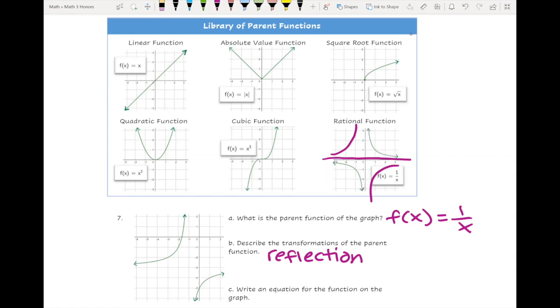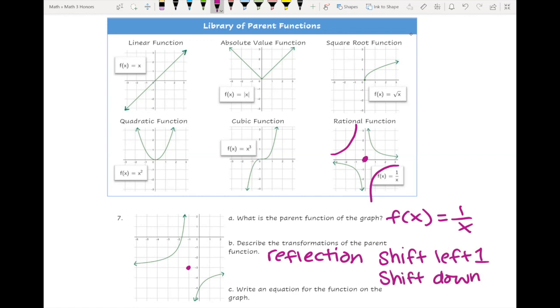Now I also noticed that the center of the parent function was at (0, 0), and the center of this one is actually at (-1, -3). We had to have done some kind of shift. I would have to shift the entire graph to the left 1, and I would have to shift the entire graph down by 3 to move the center of the graph and everything else.